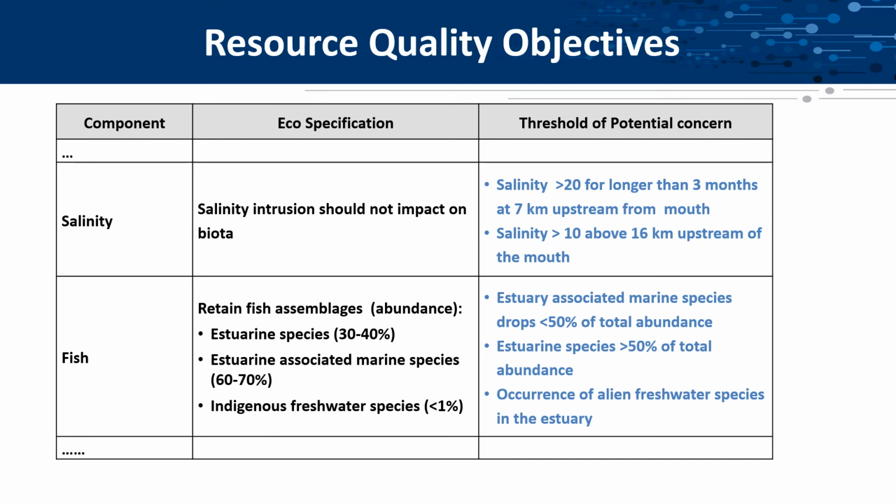In terms of thresholds of potential concern, we will be worrying first if the marine species in the system drop to less than 50% of total abundance. But we will also be worried if the estuarine species are above 50% of total abundance, or if there's occurrence of alien freshwater species in the system. So we're worrying if we're seeing clarias or tilapia or something occurring in the estuary.